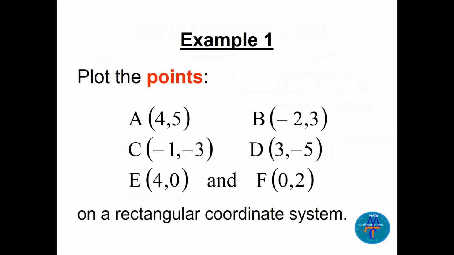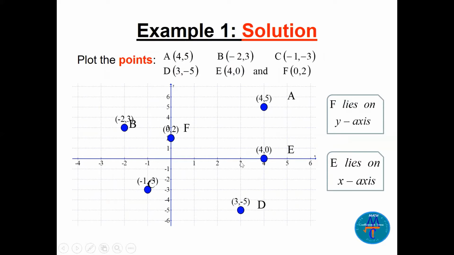Simple example, let's plot some points here, A, B, C, D, E, F, on a rectangular coordinate system. Just see where the points are located. Just an example here, we see point A (4, 5), it is located in quadrant 1. D (3, -5), you can see it is in quadrant 4. Just take the x and the y, the ordered pair for every point, and see the location. See A, x is 4, y is 5. So you can see that it is in quadrant 1.